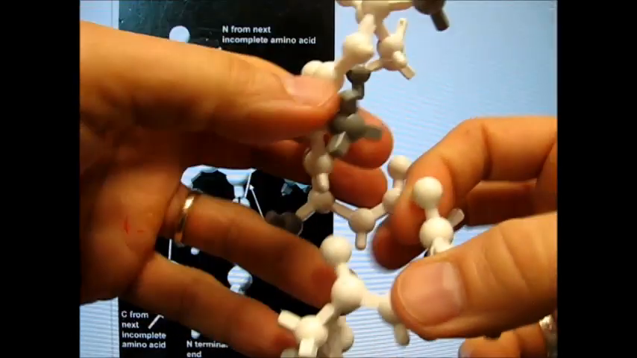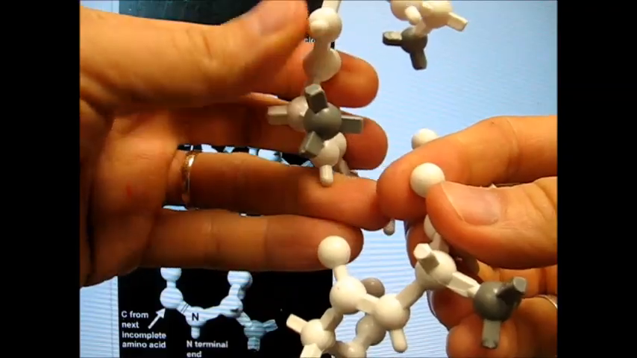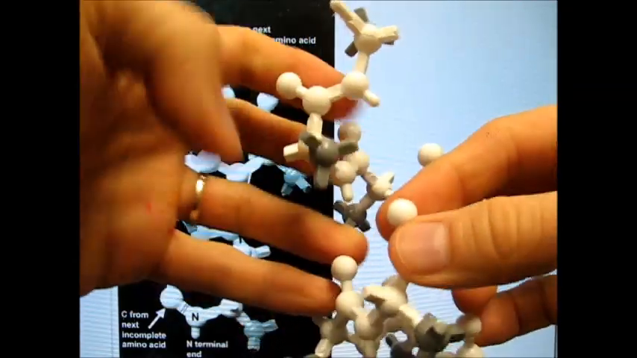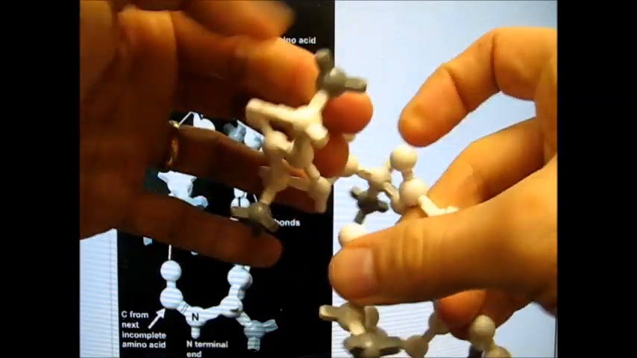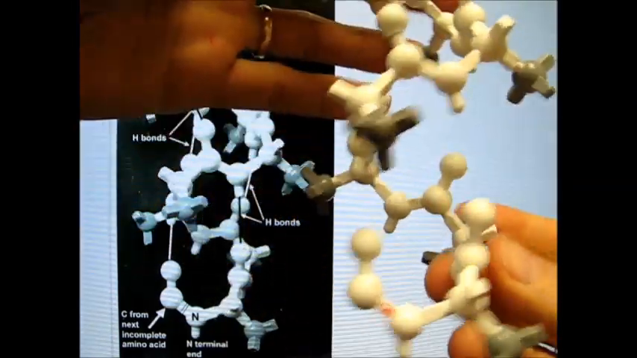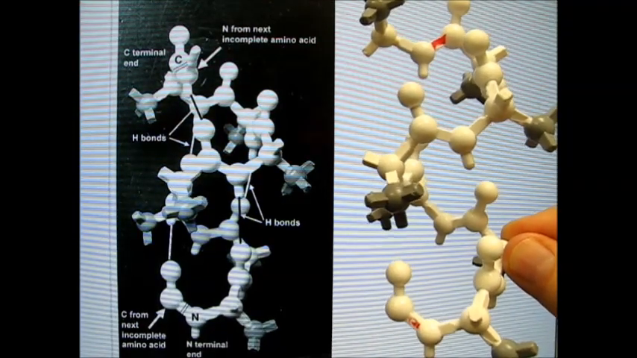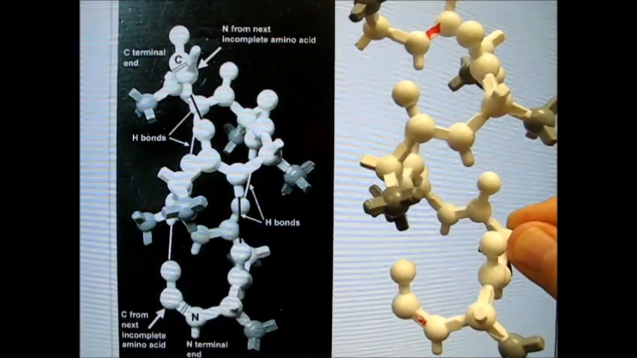So now I just take the next hydrogen and the next oxygen and make them line up, the next hydrogen and the next oxygen and make them line up. And now I have done it. I have created an alpha helix that looks just like the picture in the book.